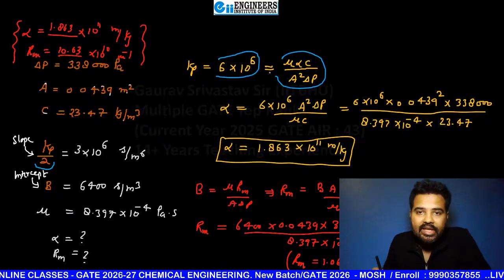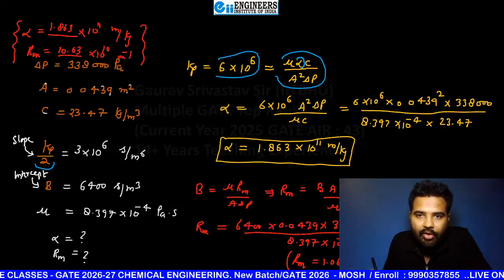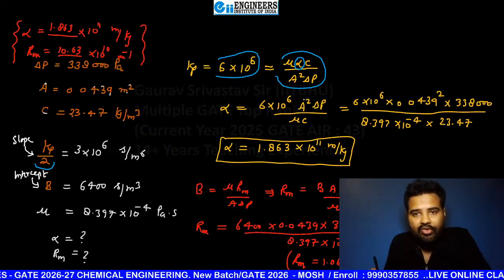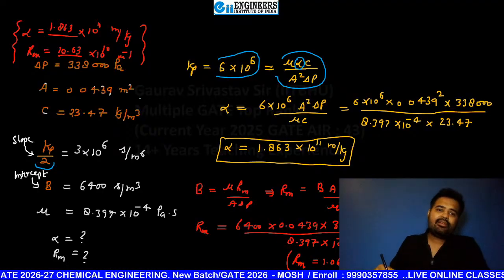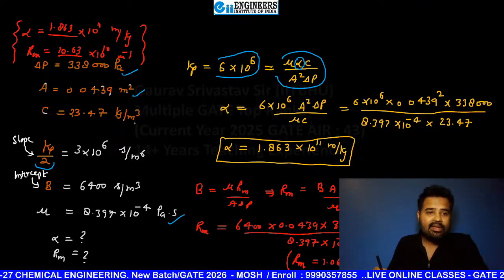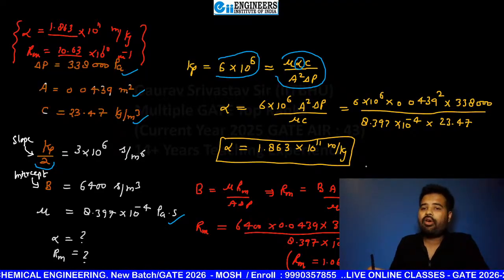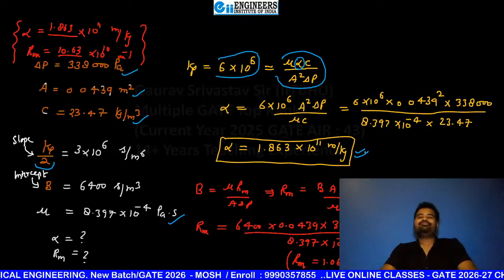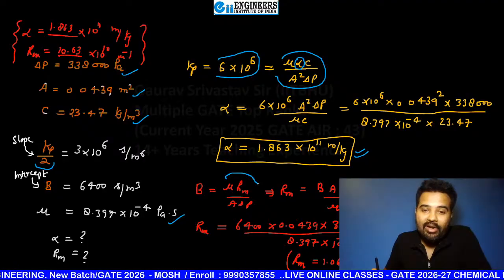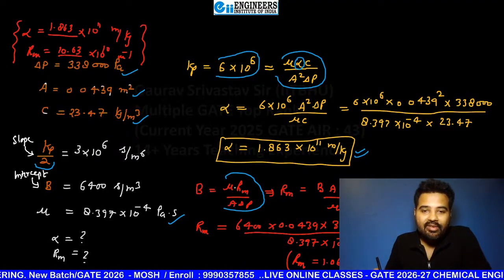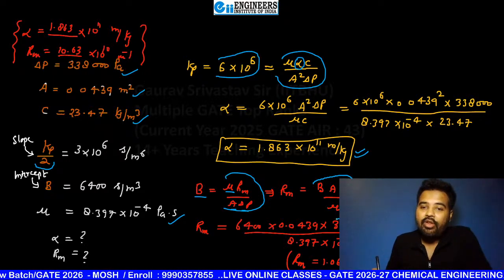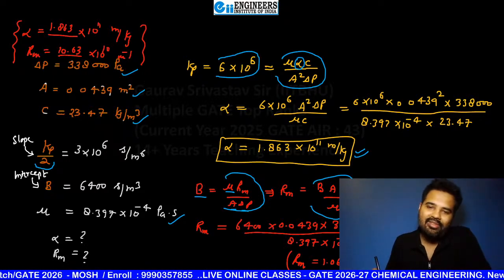In this equation you are going to solve for alpha. So alpha equals Kp, that is 6 into 10 raised to power 6, into A square delta P, upon mu c. A is there, delta P is there, mu is there, c is also there. How easy it is. Just put in all values and you will get your answer. Now the slope is also given. Slope is mu Rm upon A delta P. Mu is there, A is there, delta P is there. One equation, one unknown, Rm. Just put in values and you will get your answer.